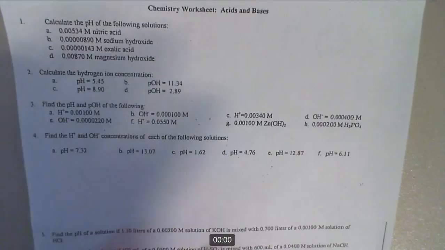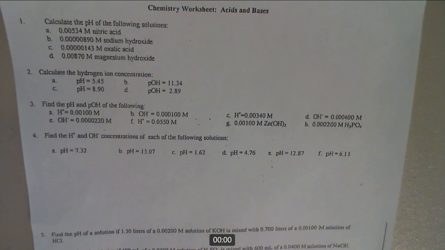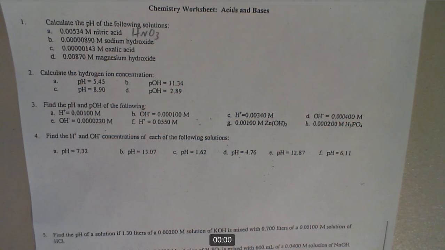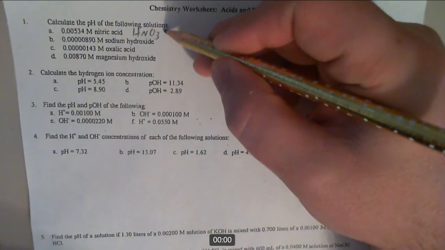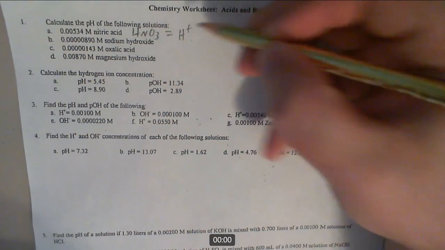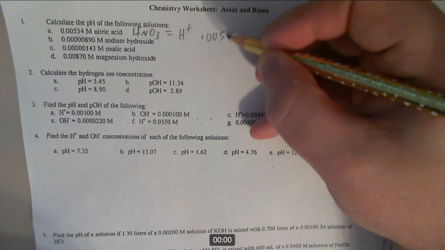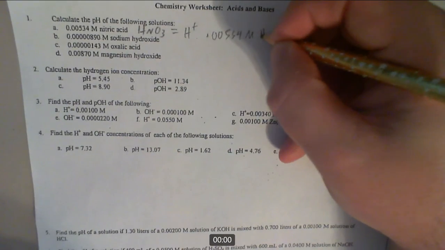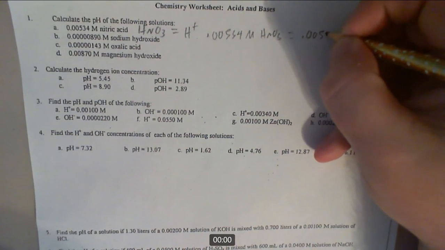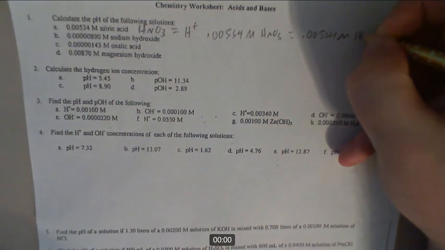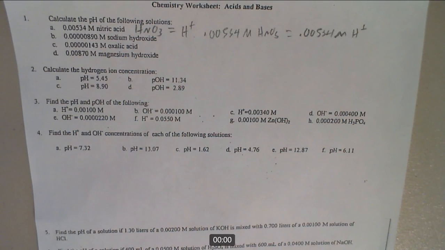All right. Calculate the pH of the following solutions. 0.00534 molar nitric acid. All right, so nitric acid is HNO3. If you don't know that, look it up. How many H's does that have? It has one. Nitric acid is a strong acid, which means for every HNO3, we get H+. So 0.00534 molar HNO3 will give me 0.00534 molar H+.